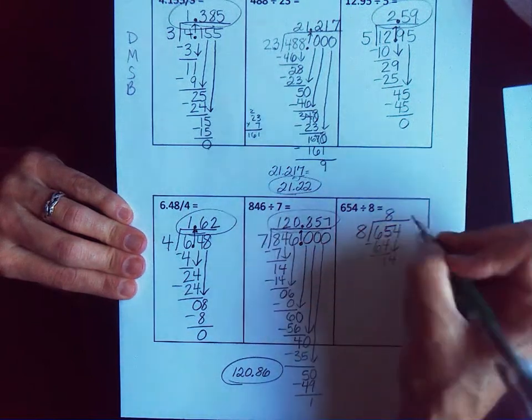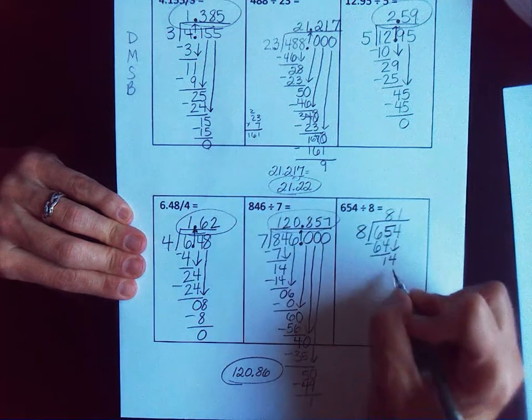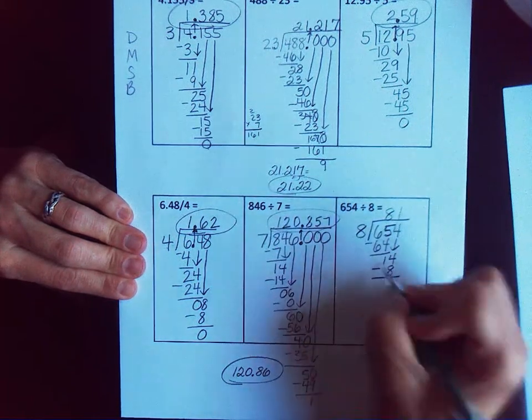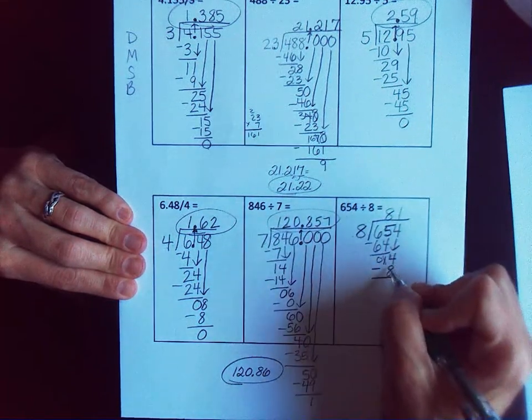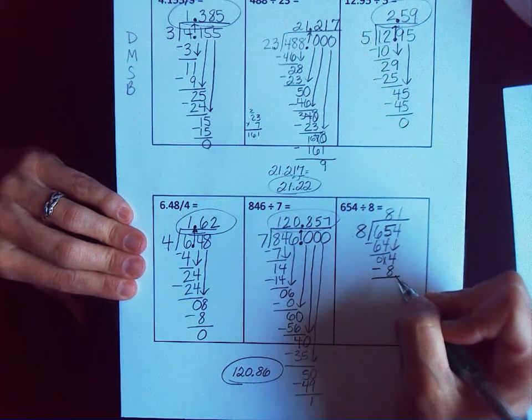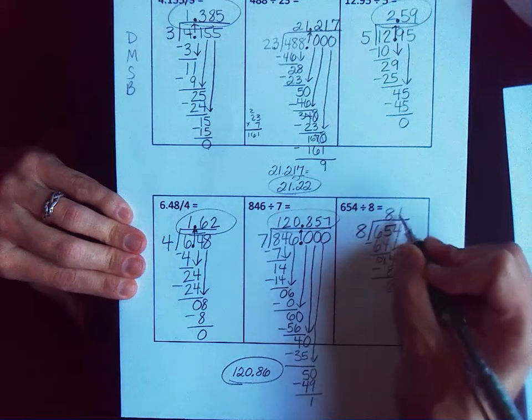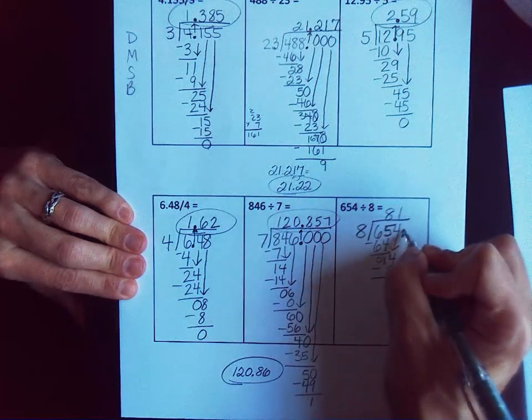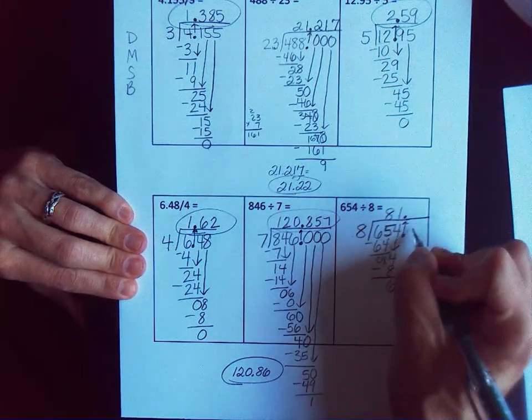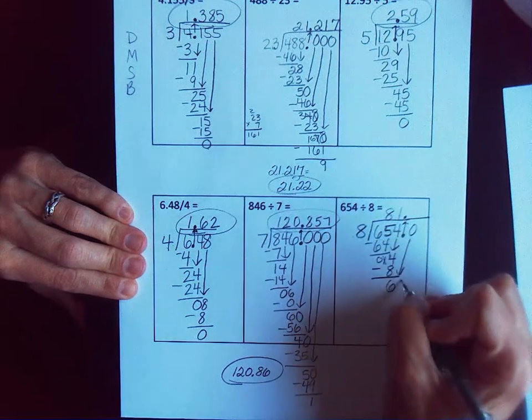8 goes into 14 once. 1 times 8 is 8. When I subtract, I will get 6. So am I done here? I have 6. The answer is 81. Not quite. I need to add in that decimal, take it straight up in my answer, extend my bar, add in a 0, bring it down.